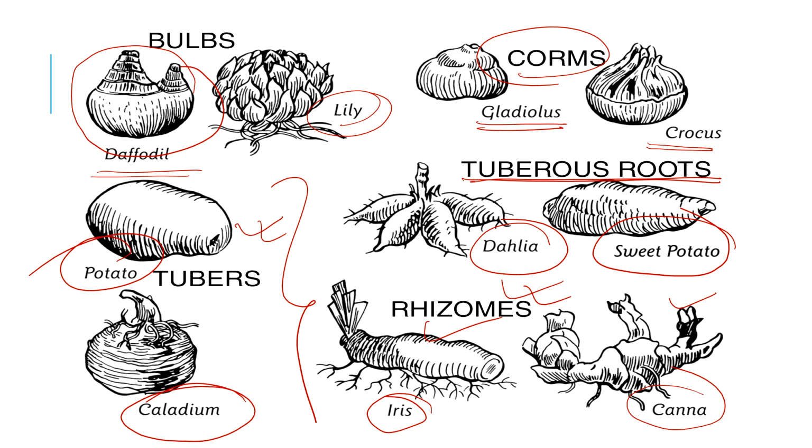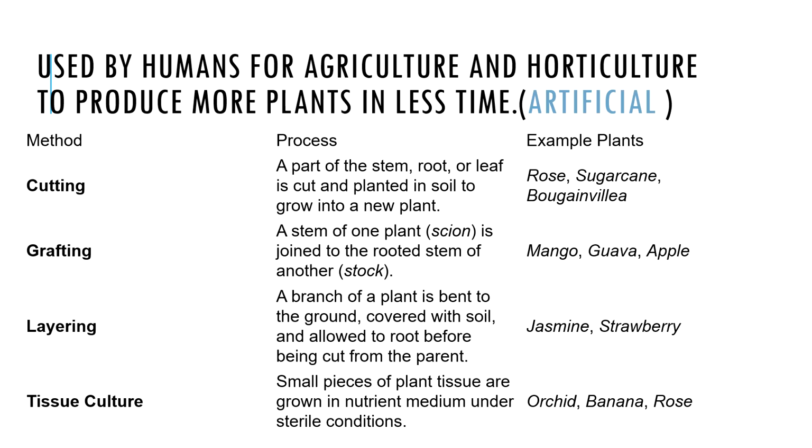Now, what is artificial vegetative propagation? It is actually used by humans, and it is used in agriculture and horticulture to produce more and more plants in less time. So, that is the artificial method of propagation.